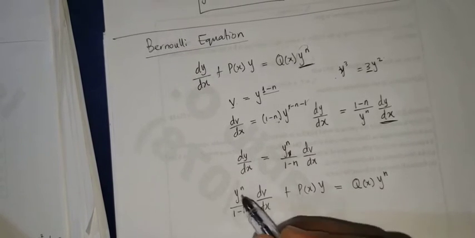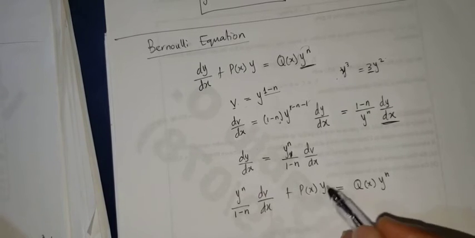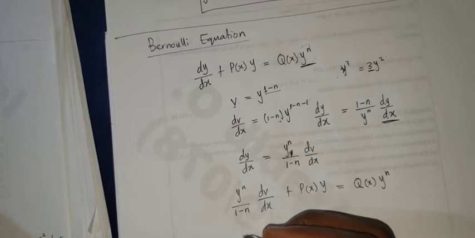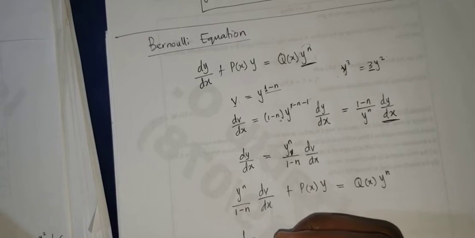Then now we can divide all through by y to the power n. If we divide all through by y to the power n, that will cancel this and cancel this. Then y to the power n will come here. So at the end of the day, we're going to have 1 over 1 minus n.